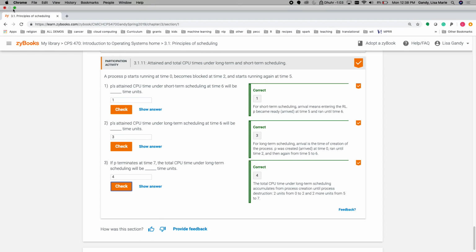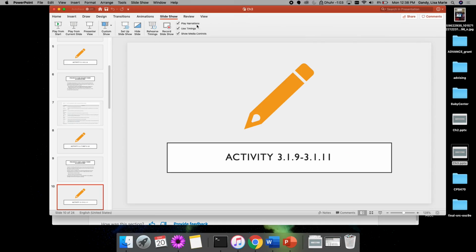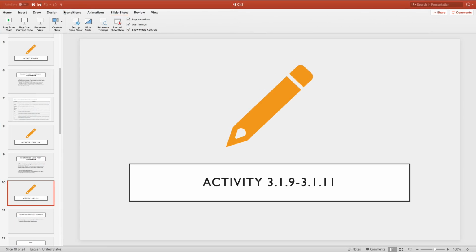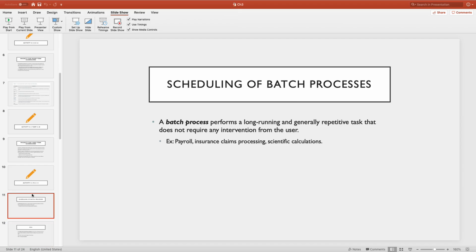So this is basically just the basics of scheduling, like vocab. Now we're going to start looking at some of the algorithms that are used. What time do we have? Oh, we're good. Okay. So a batch process performs a long-running and generally repetitive task that doesn't require any intervention from the user. So this will be something like payroll or scientific calculations or apparently insurance claims processing. Something you just start and then you can leave, right?